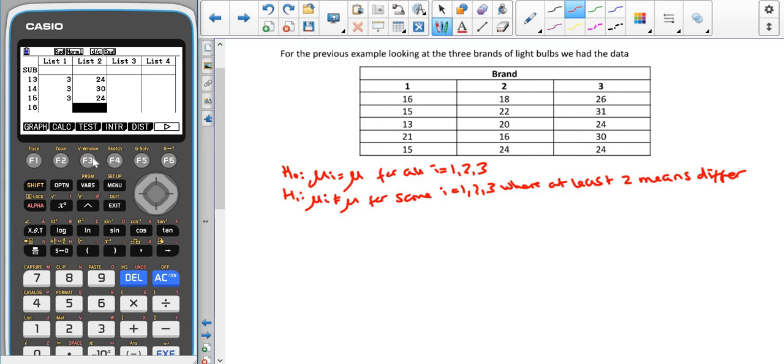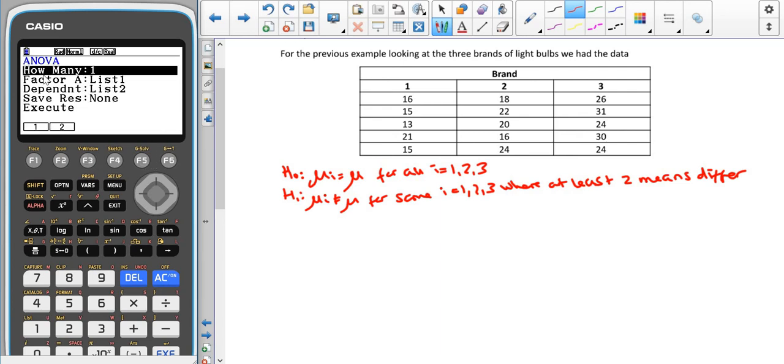So then we're going to go into test and then ANOVA. Where it says how many, we want that to say 1. If it doesn't say 1 already, you can click F1 here and it'll change it so it says 1. Factor A, which is what kind of brand of bulb it is, we put that into list 1. We put whether it was brand 1, brand 2 or brand 3 into list 1. And the dependent, the actual lifetime of the bulb, we put that into list 2. So that's our dependent. So that needs to say list 2. And when I click exit, it will come up with my table.